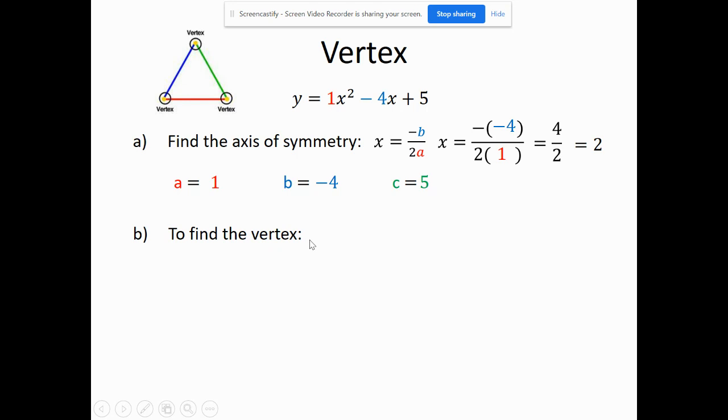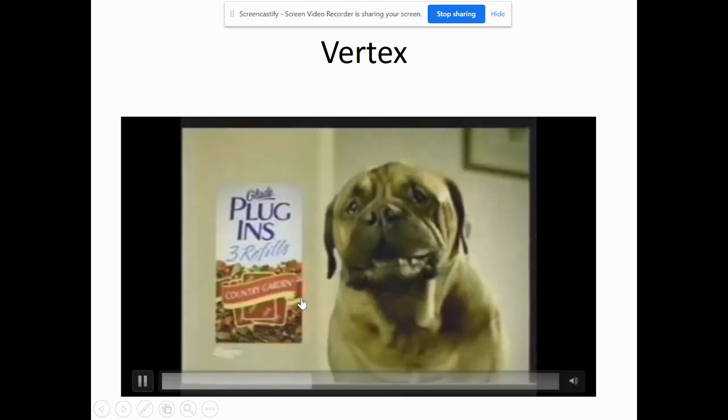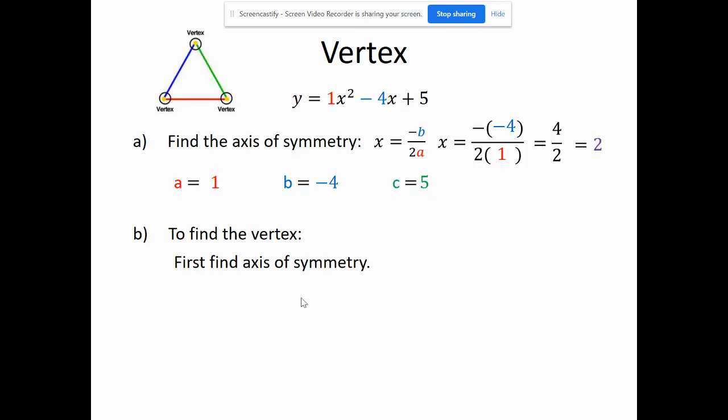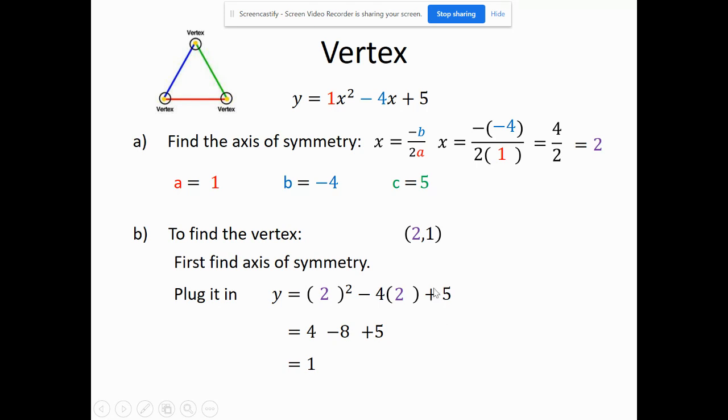To find the vertex, I'm simply going to do this. My axis of symmetry is x equals 2, so I'm going to plug it into the equation. Notice I wrote the equation, x squared minus 4x plus 5, but instead of x, I put parentheses because I'm going to plug in that 2. So 2 squared is 4. Negative 4 times 2 is minus 8, plus 5. And 4 minus 8 is negative 4, plus 5 makes 1. So the vertex is at (2, 1).